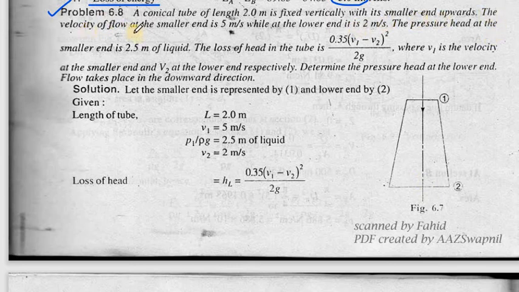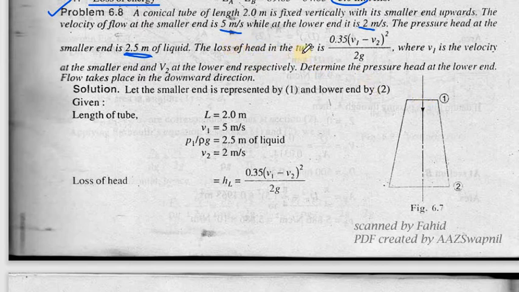The velocity of flow at the smaller end is 5 meter per second. So while the water is flowing from the smaller end, the velocity is 5 meter per second, while at the lower end the velocity is 2 meter per second. Now the pressure head at the smaller end is 2.5 meters. So the pressure head has been given at the smaller end, it is 2.5.